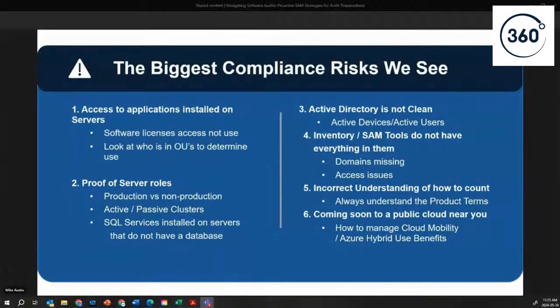Directories aren't clean. So we'll see directories where you could make an assumption that there are 5,000 more devices on a network than there really are. Now, you might say 5,000 of 100,000, maybe that's not a big deal, but when I'm saying 5,000, I'm talking like 30% more in an 8,000 seat organization. So Active Directory is never clean in terms of users and devices.